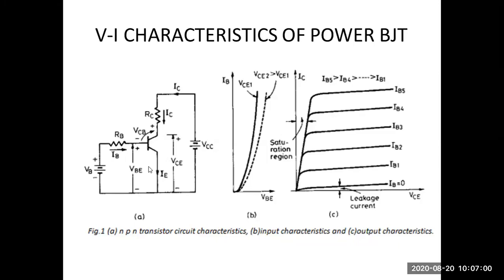It will be around 220 or 230, or some difference will be there. So likewise here also, whatever input voltage is applied to the base may not be equal to the voltage across base and emitter, because these are the input terminals. So this is the voltage across base and emitter.